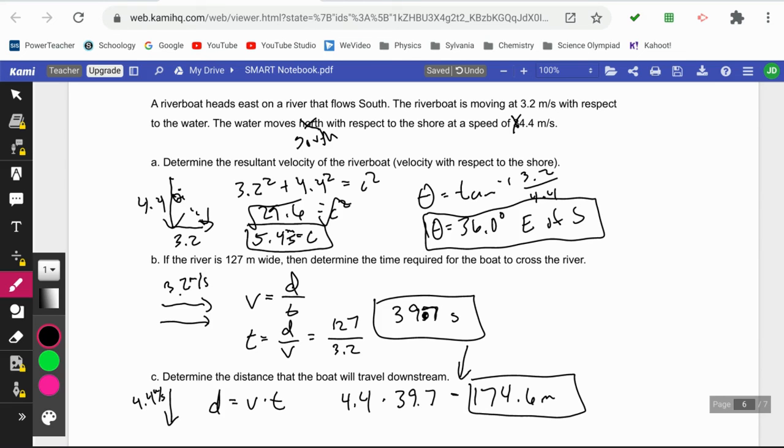Okay, well that solves for some of the two-dimensional relative velocity type of problems that you will see in this unit. Hopefully those make sense, and thank you for watching.